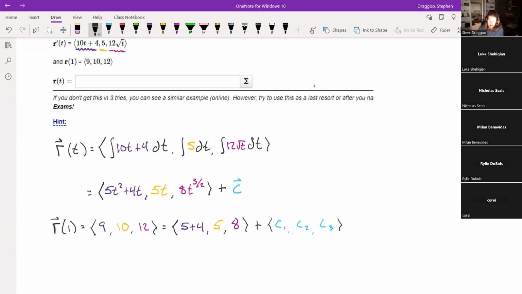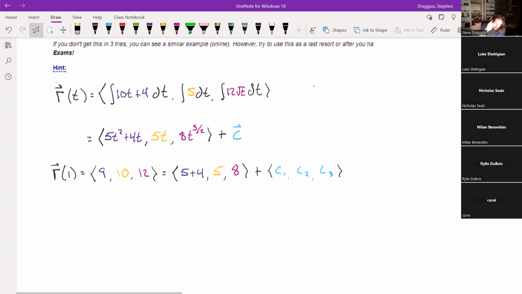Okay, so let's figure out what c's got to be. For the x component, I know it's got to be equal to 9, and I already have 9 from the purple part, so that c value is going to be 0. Then I know it should be equal to 10. I've already got 5 from the yellow part, so I need 5 for the c part. And then for the z component, I know it should be equal to 12. I've already got 8 from the magenta part, so 4 needs to get added in. So 0, 5, 4, that's my c vector.